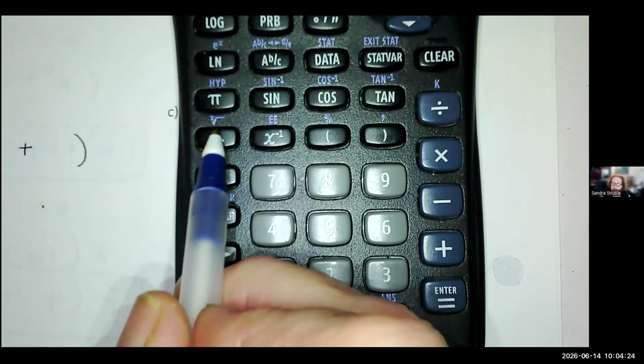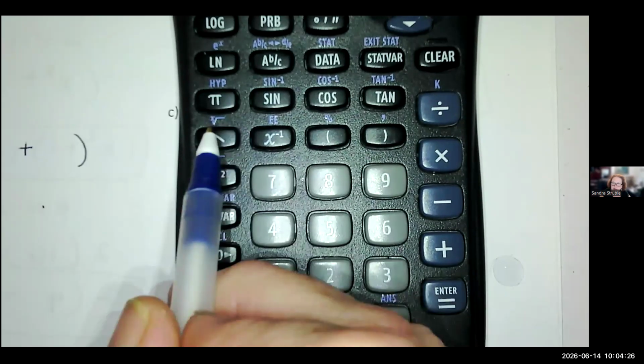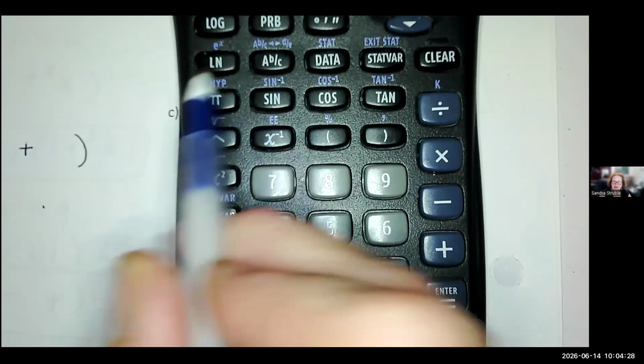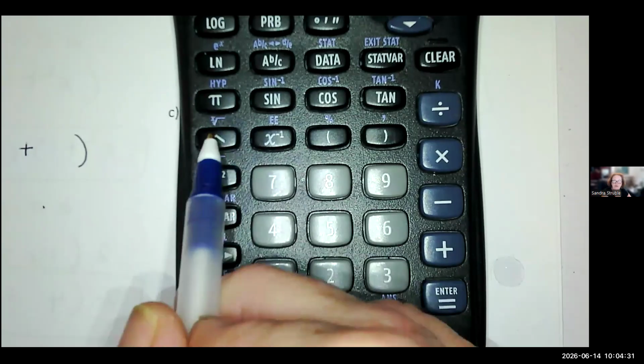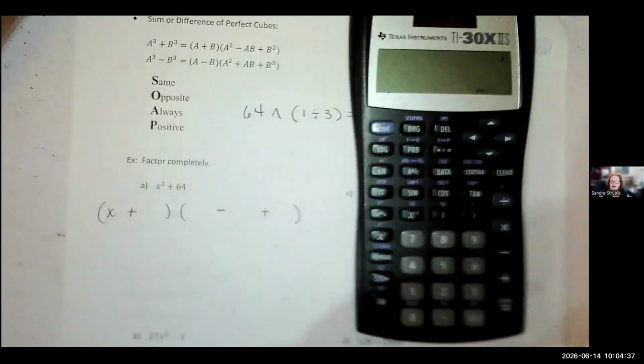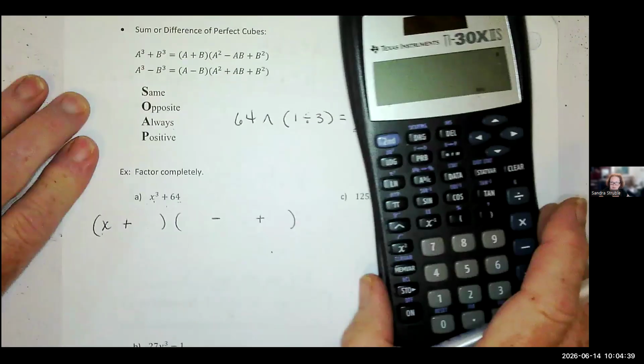Some of you might have an N. You need to look for it on your calculator. I know this is the TI-30X2S. The graphing calculators also have the same one as this one. If you're using the XA, you're going to have to see where it is. If you need help, let me know.